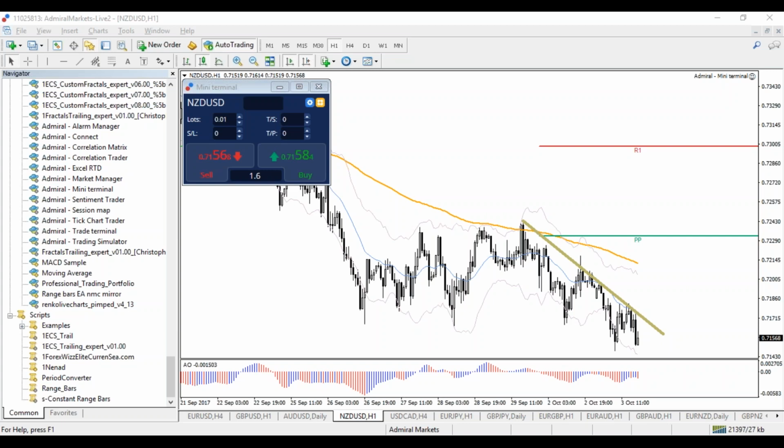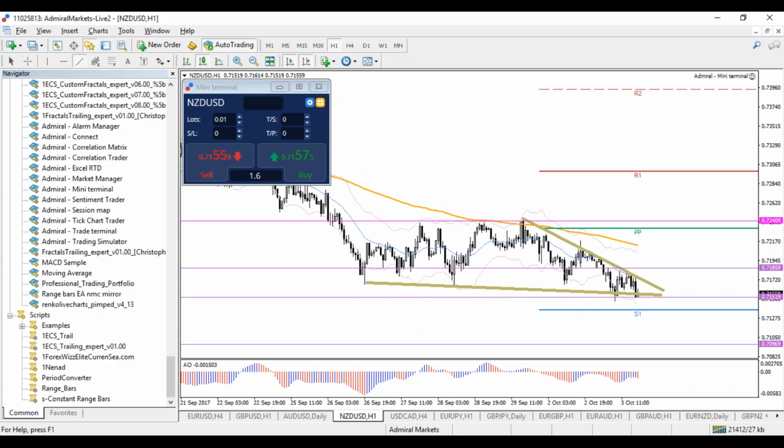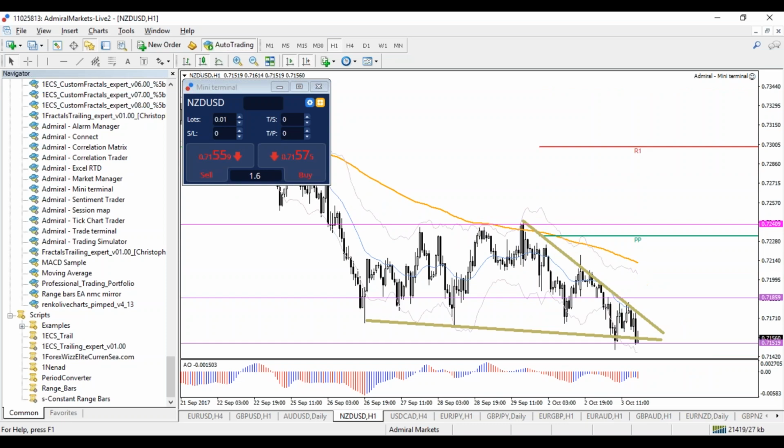And there seems to be some support in here as well that's acting up. So probably need a break of that. Break and some kind of bear flag and a continuation would be good for the Kiwi. I would rather wait for confirmation of a break than trading it too soon.